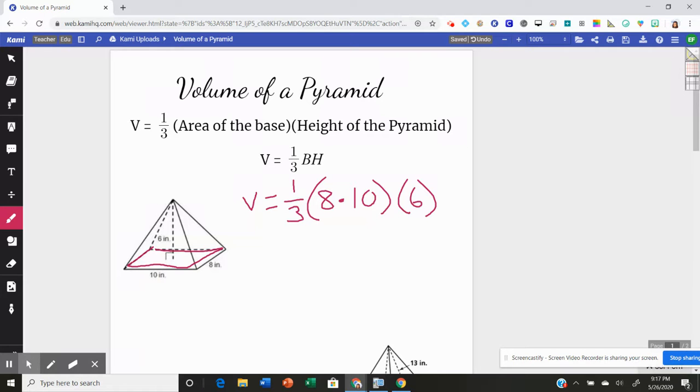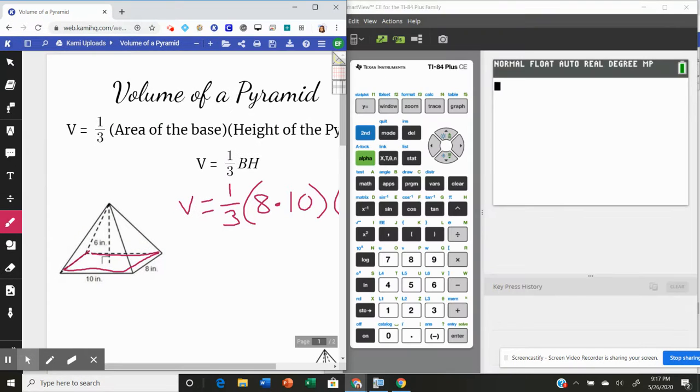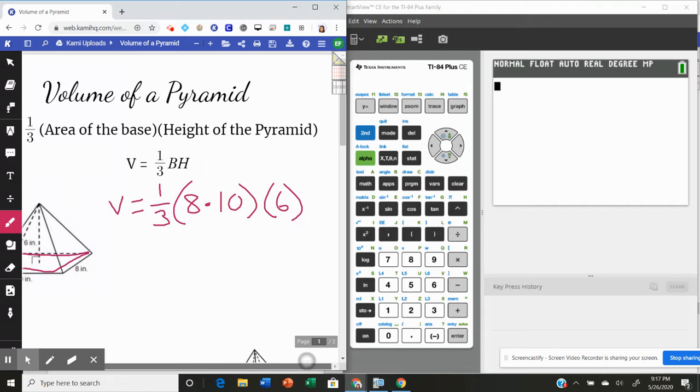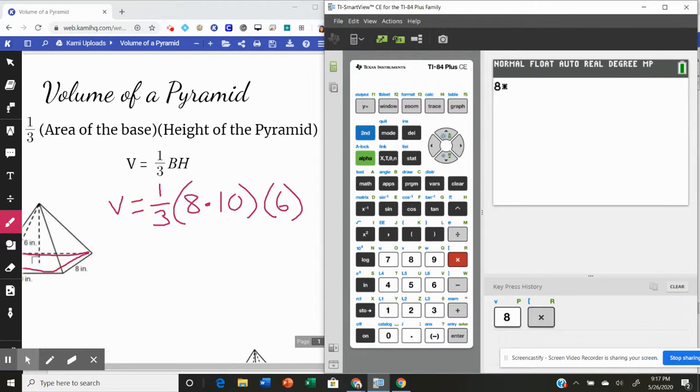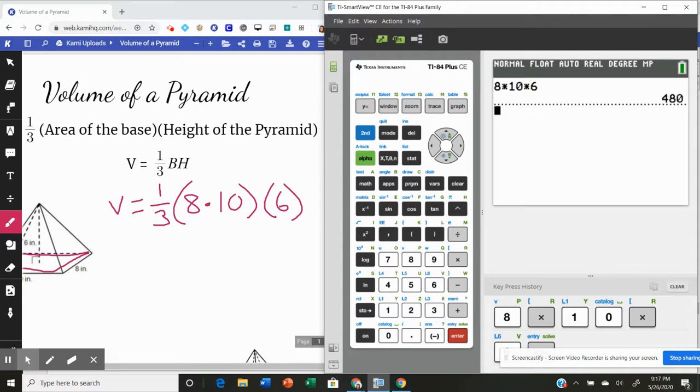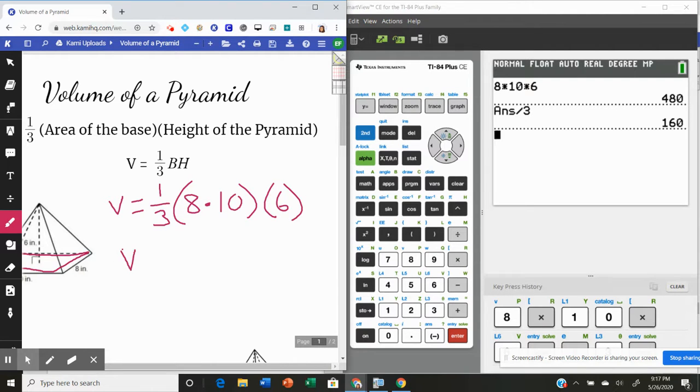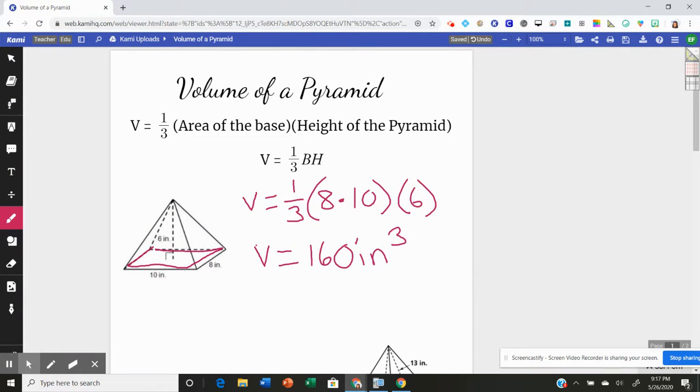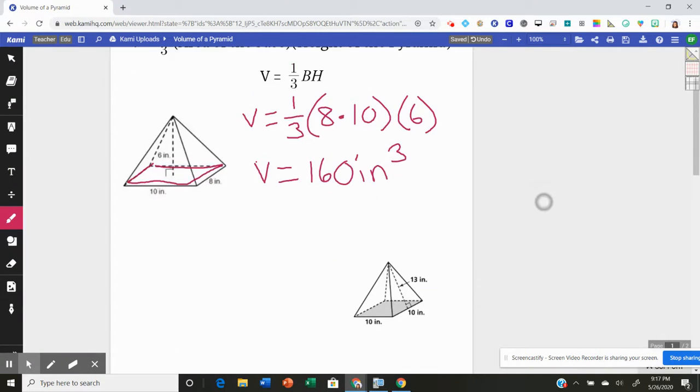All right, so let's talk about how to enter this into the calculator. I like doing all of the multiplication steps first. So I do 8 times 10 times 6, and then I need 1/3 of that, so I'm going to divide that answer by 3. So I get here that the volume of my pyramid is equal to 160 inches cubed. So do all the multiplication first, then divide by 3 as the last step. Remember, we're dealing with volume here, so our units need to be cubed.